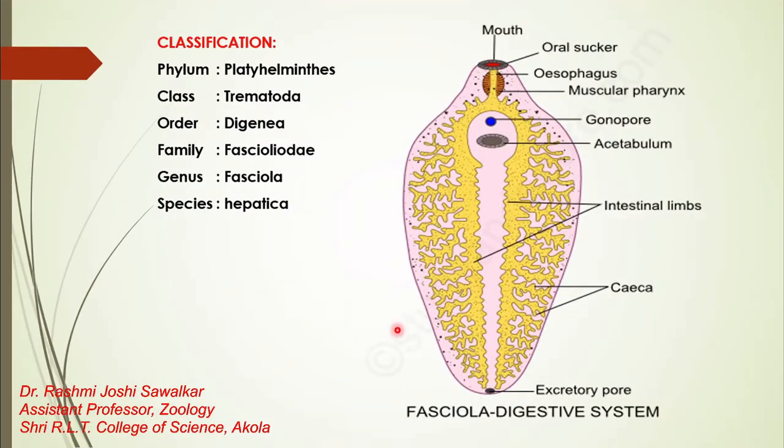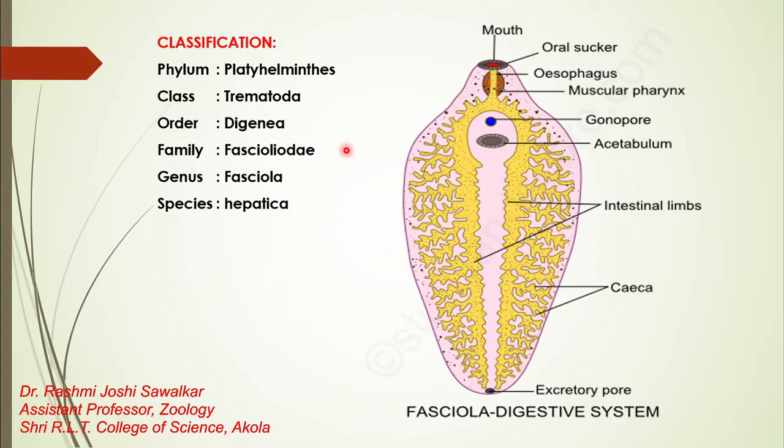First, we will revise the classification which we studied in the previous lecture. Classification of platyhelminths: phylum Platyhelminthes, class Trematoda, order Digenea, family Fasciolidae, genus Fasciola, and species hepatica. Friends, in a question for 12 marks, we have to start our answer with the classification first. After giving the classification, we will switch over to the system we have to write.